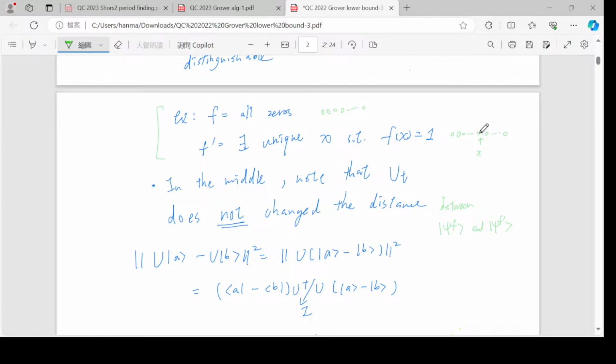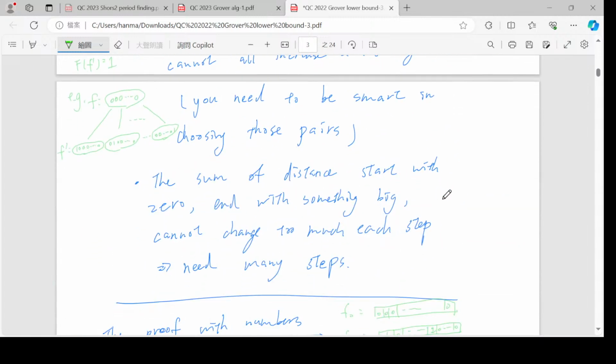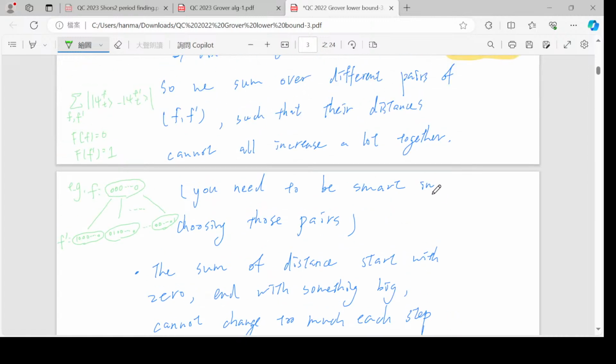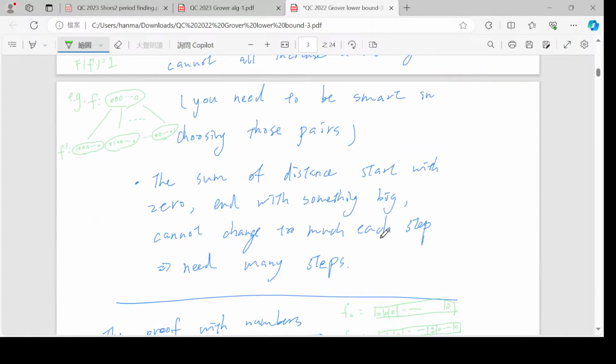So it has one marked item at some location x here. Our actual distance we are tracking is the sum of the distances between this f and all those different f'. So this is f' with the marked item on the first one, and f' with the marked item on the second one, and all the way to f' with the marked item on this one.